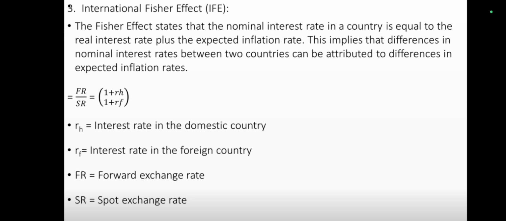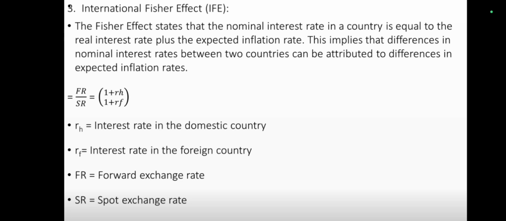Coming to the real interest rate, here the inflation is adjusted. It is the inflation-adjusted nominal rate, where inflation is considered for the rate. For example, real interest rate equals nominal rate minus inflation rate, or you can do vice versa.